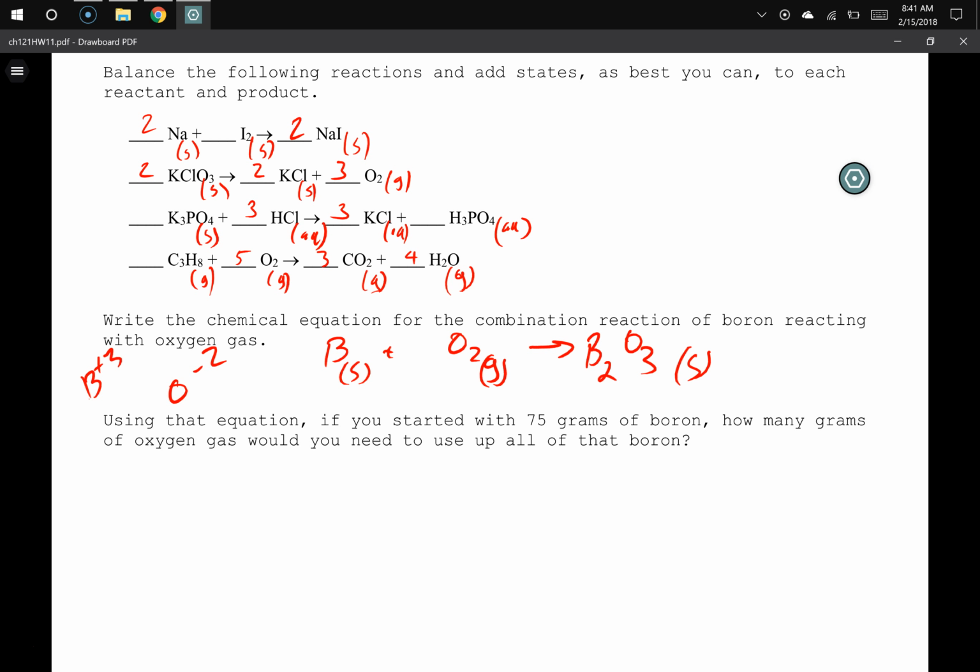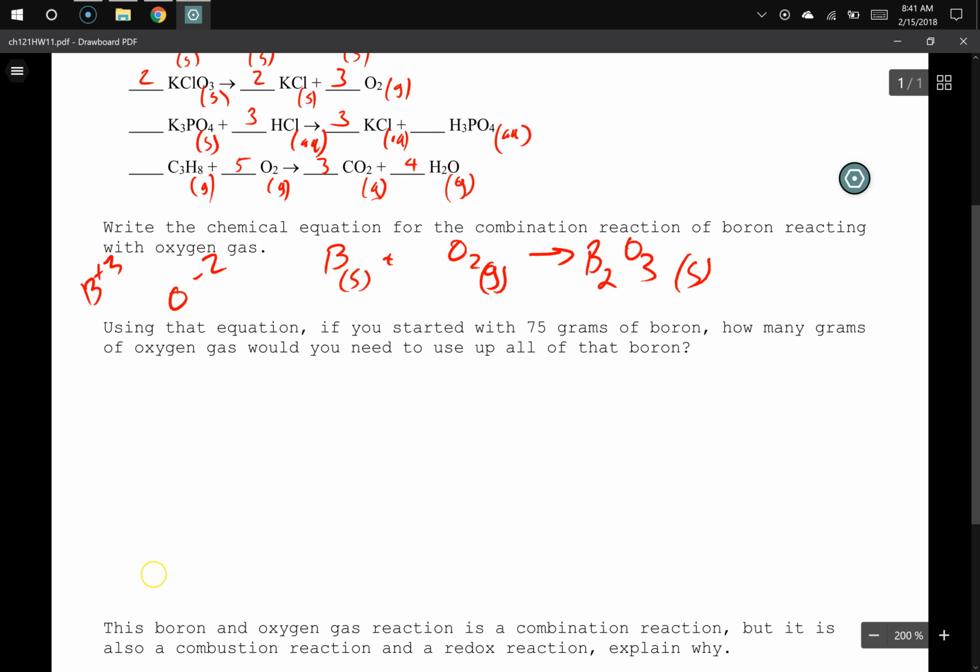Somebody want to name it? Boron oxide. That's it. Nothing else. Boron oxide. Its charge is set at +3, so it doesn't change. So I don't need to tell you that its charge is +3. So it's just boron oxide.